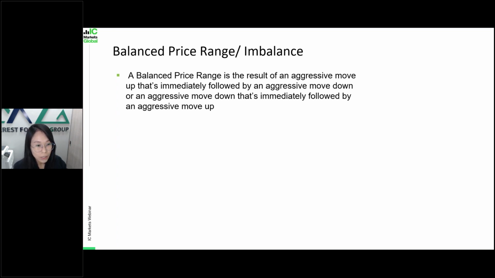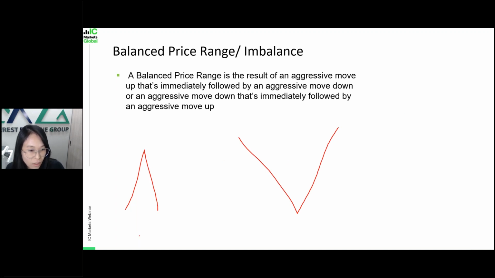And then we have the balanced price range, also known as imbalance. This is a result of an aggressive move up that's immediately followed by an aggressive move down, and also a move down followed by a move up. What's left after either of these instances is essentially a double fair value gap, which acts as a magnet to the price before continuation to move higher or lower.